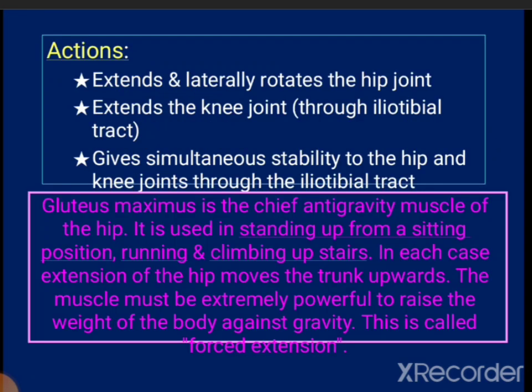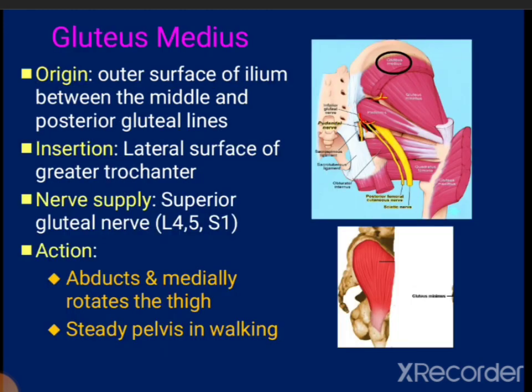Actions include extension and lateral rotation of the hip joint, and it extends the knee through the iliotibial tract. It gives simultaneous stability to the hip and the knee joints through the iliotibial tract. Gluteus maximus is the chief anti-gravity muscle of the hip and is used in standing up from a sitting position, running, climbing up stairs. In each case, extension of the hip moves the trunk upward. The muscle must be extremely powerful to raise the weight of the body against gravity. This is known as forced extension.